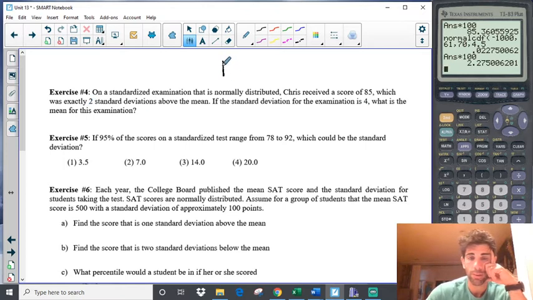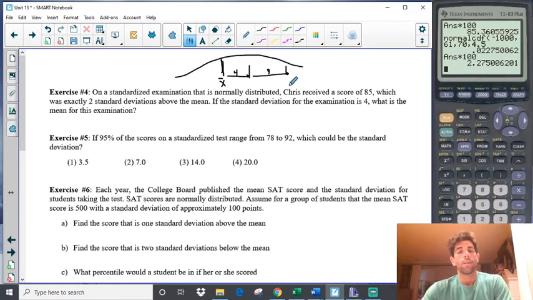Okay, so basically what that looks like, so this is the mean. Now, if he is 2 standard deviations away, okay, and they say that the standard deviation from the exam is 4, that means that's 4 and that's 4, right? So it looks something like that. So if his score, what was his score? His score was an 85.